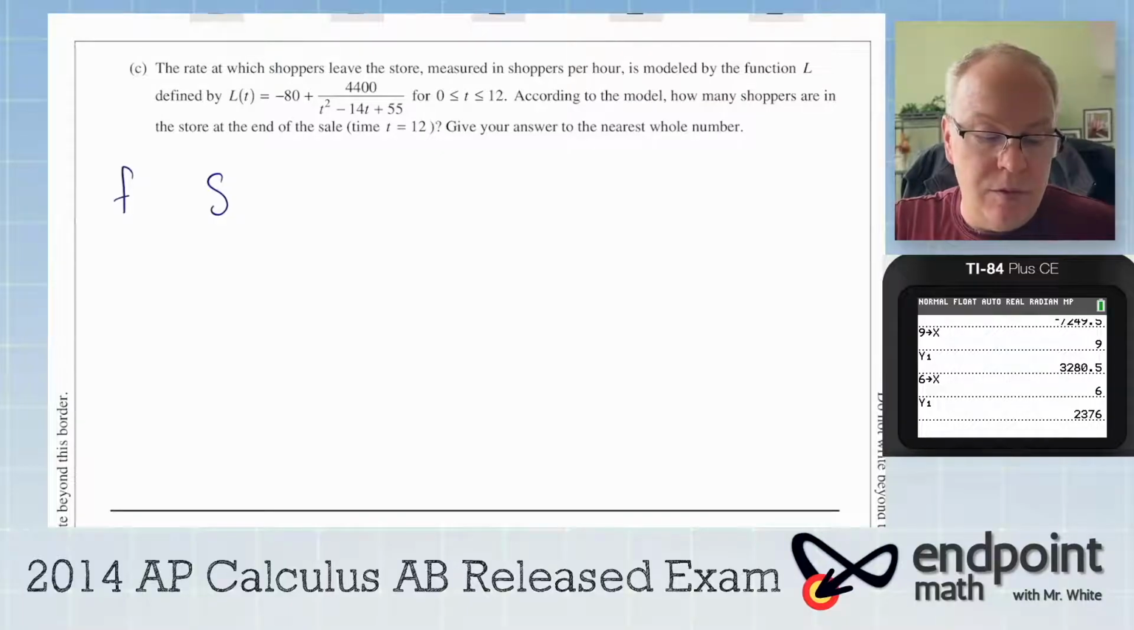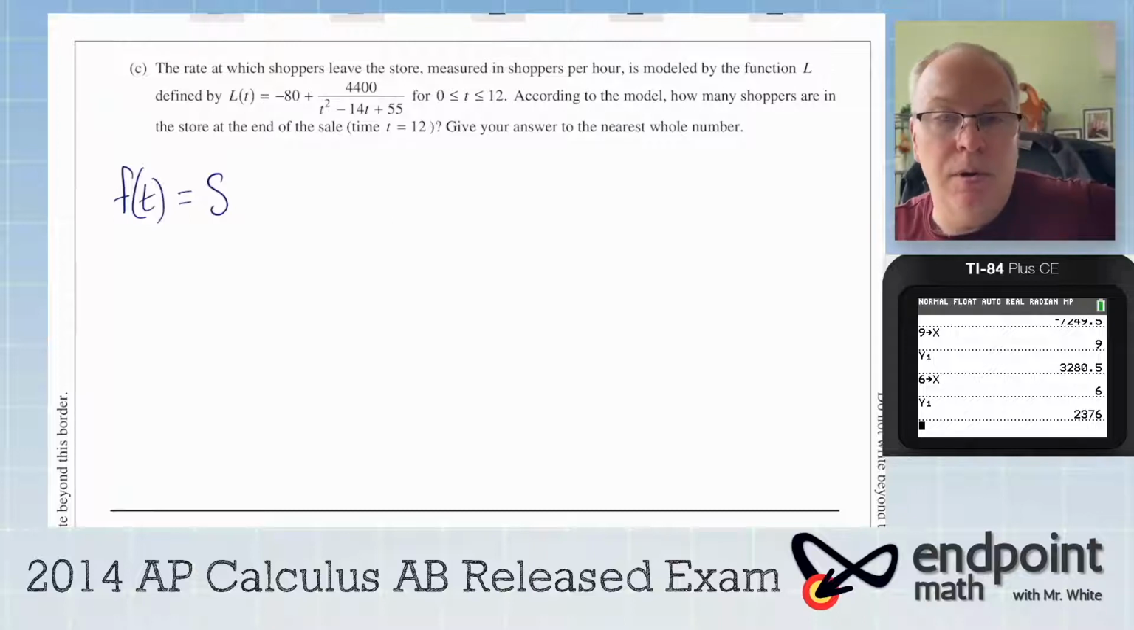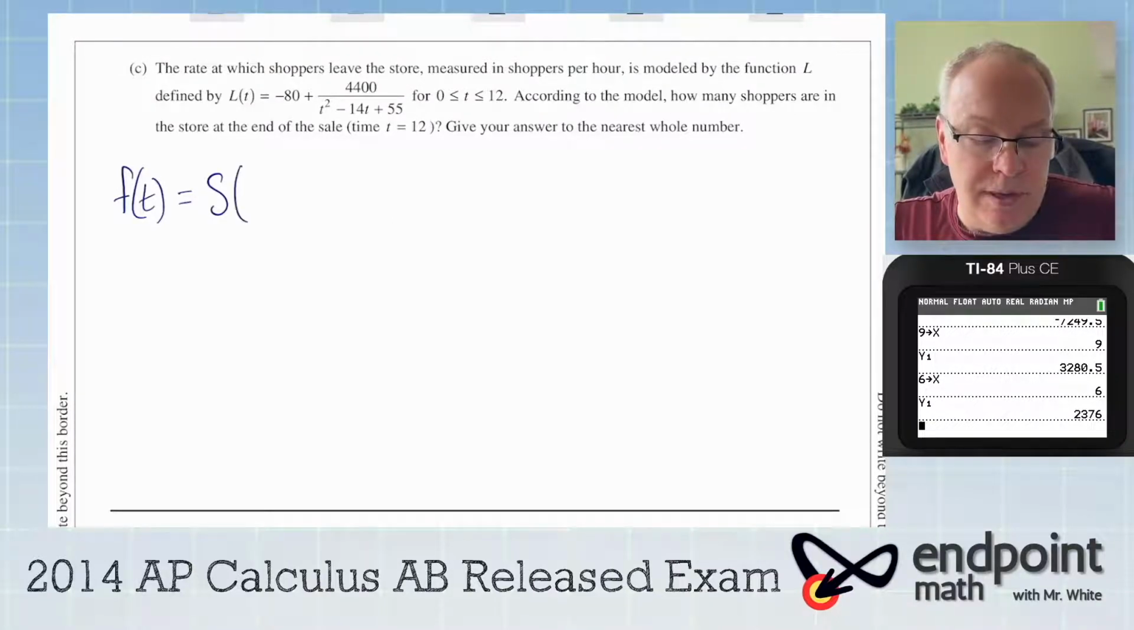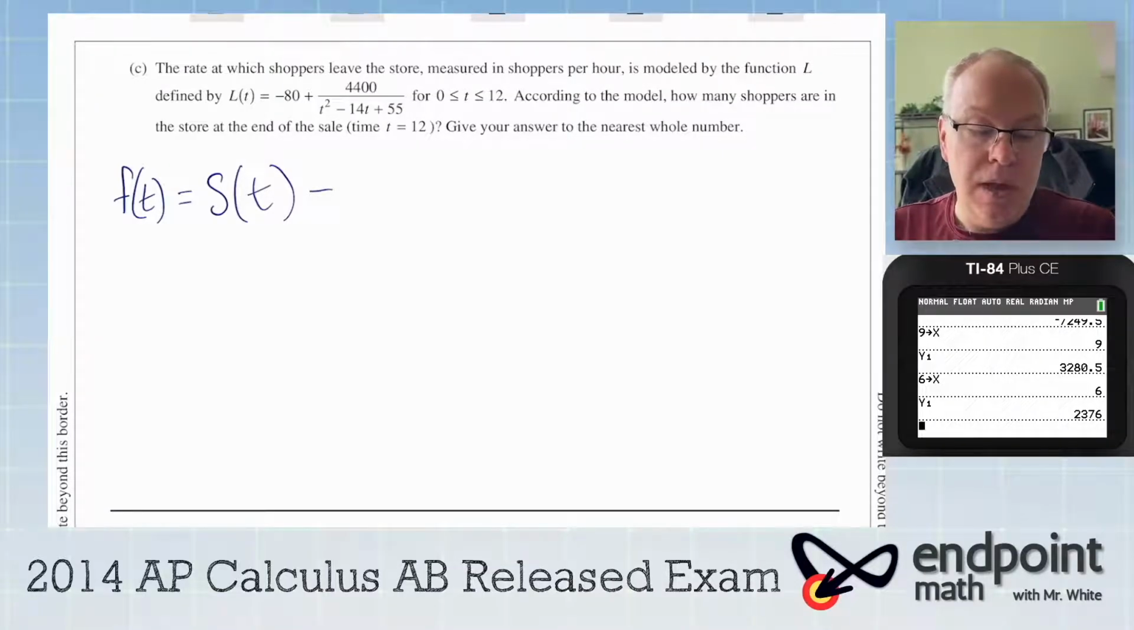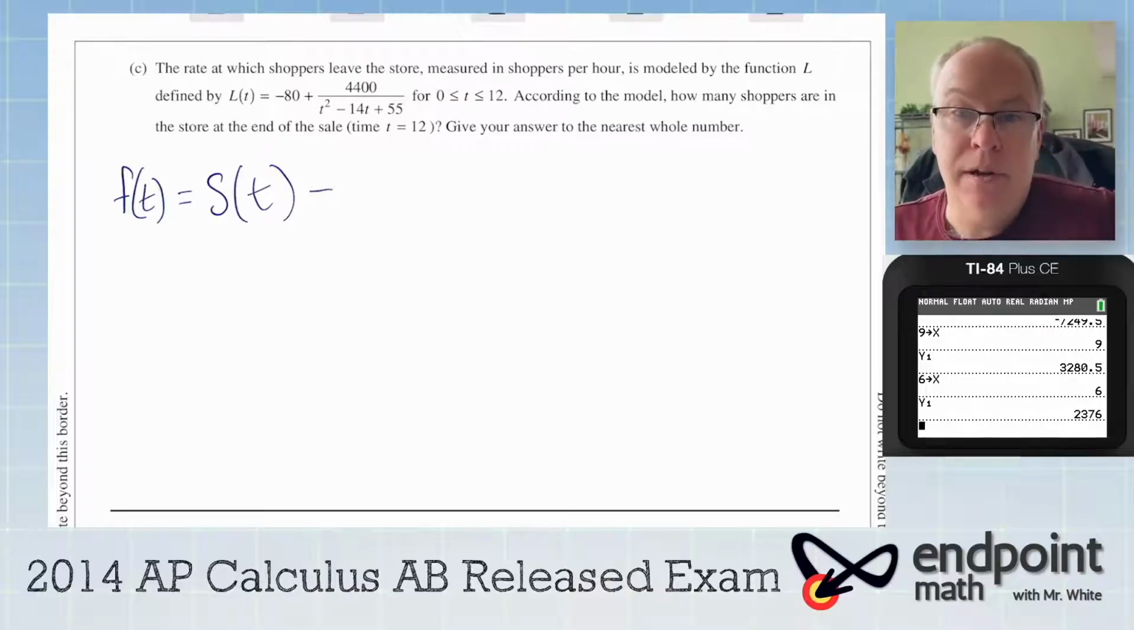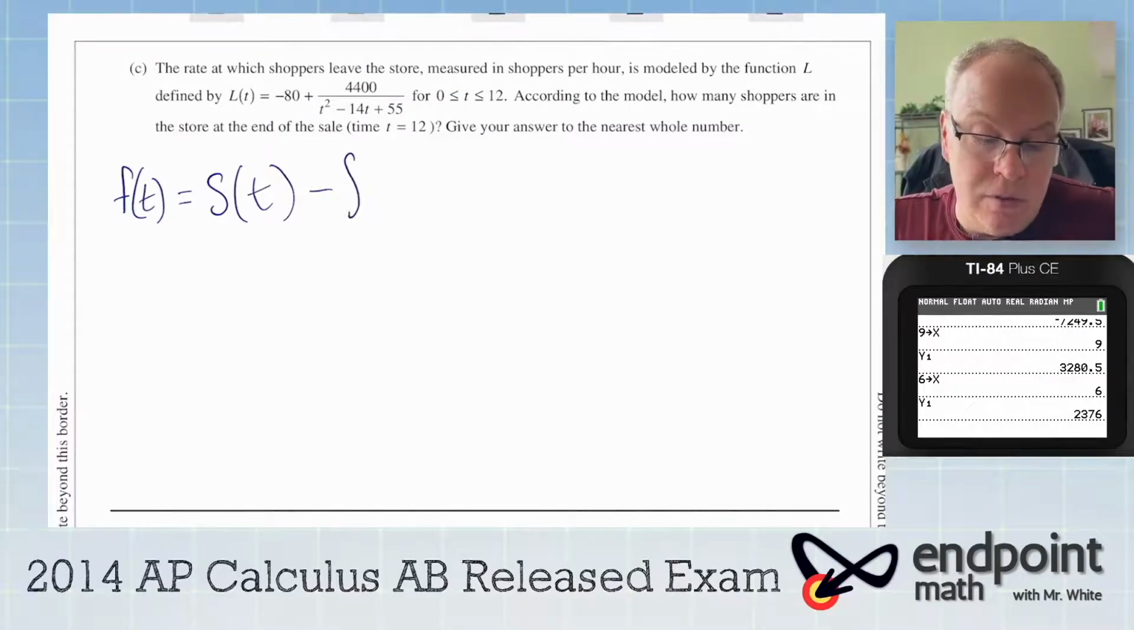So we're going to have this new function. I could call it f of t, or the number or something. It's going to be the number that have entered minus the total that have exited. Now remember, L is actually a rate function. So it would be the integral from 0 to t on -80. Well, let's save time and just write L of t dt.